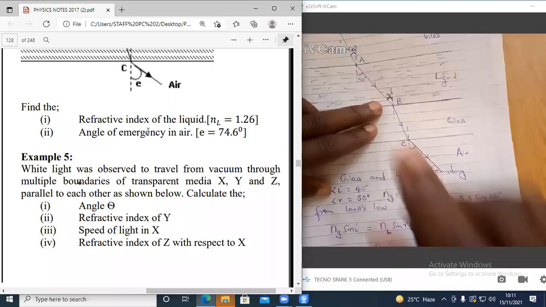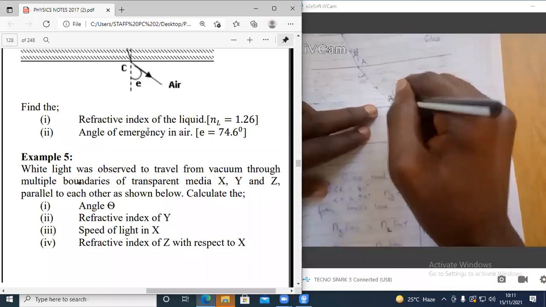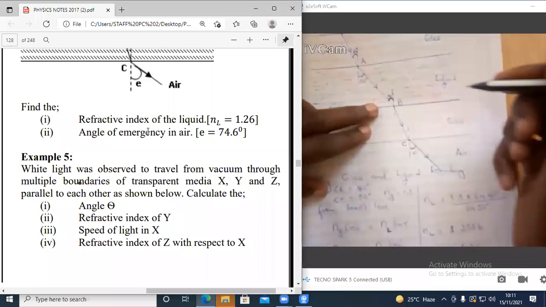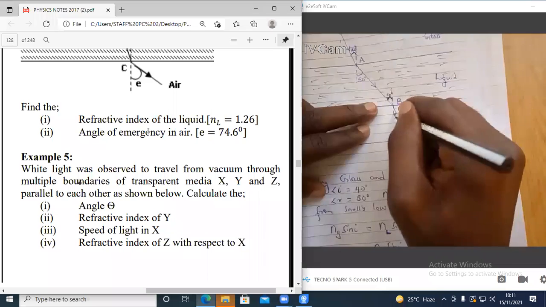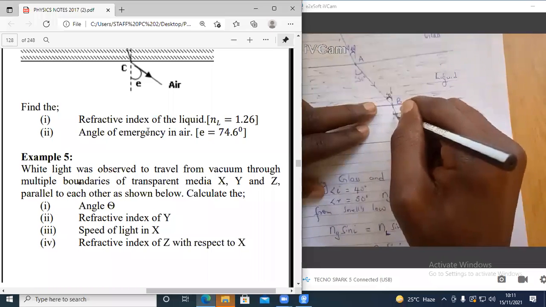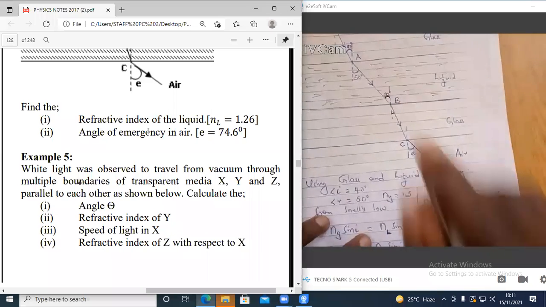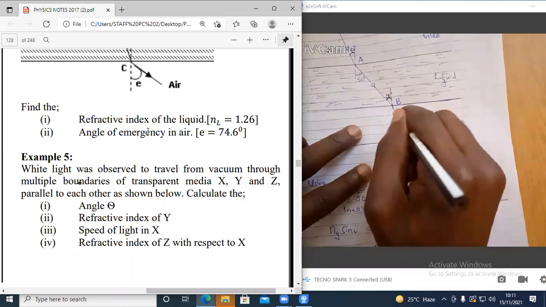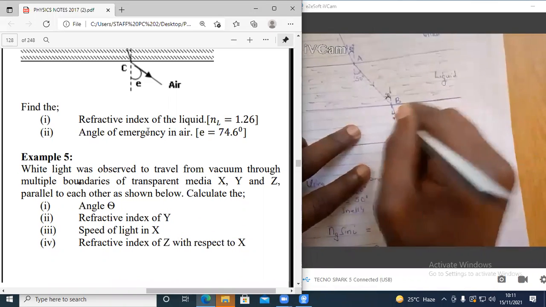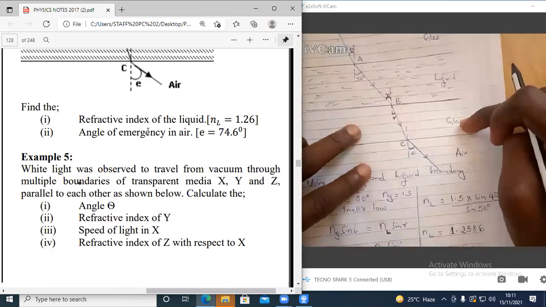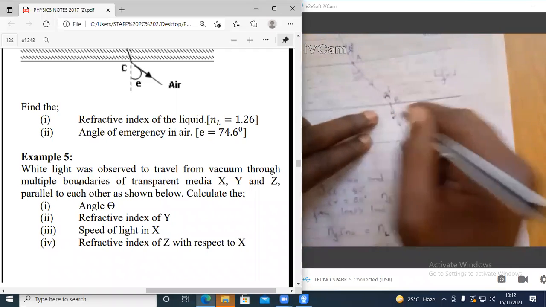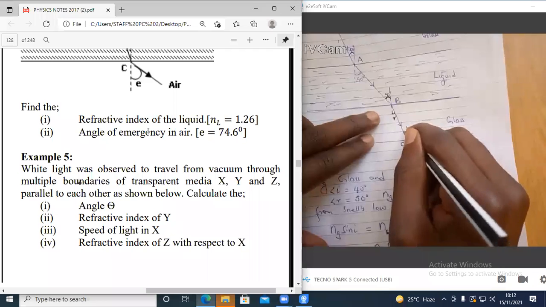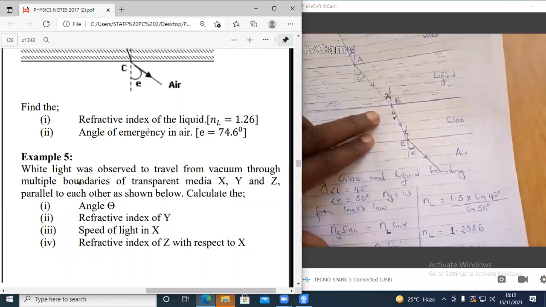So if that angle is 50 degrees, then what about this one here? We need to find this angle here. Let's call this angle R. This is the angle of refraction in the glass. So we are using liquid to glass, so that we can find this angle R, because after finding it, this angle here will also be R.